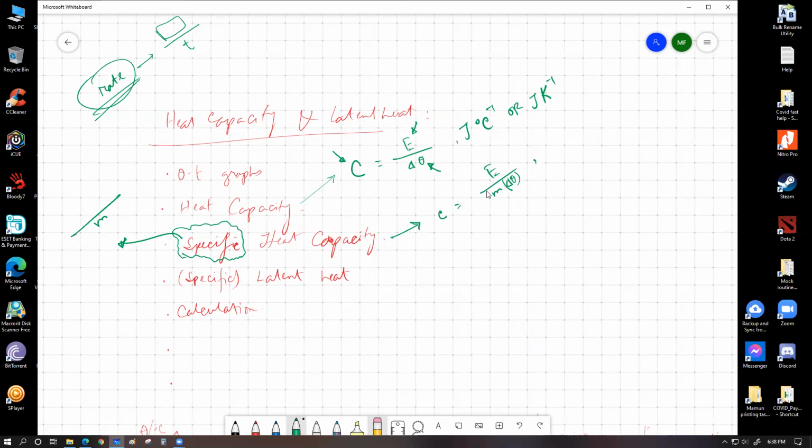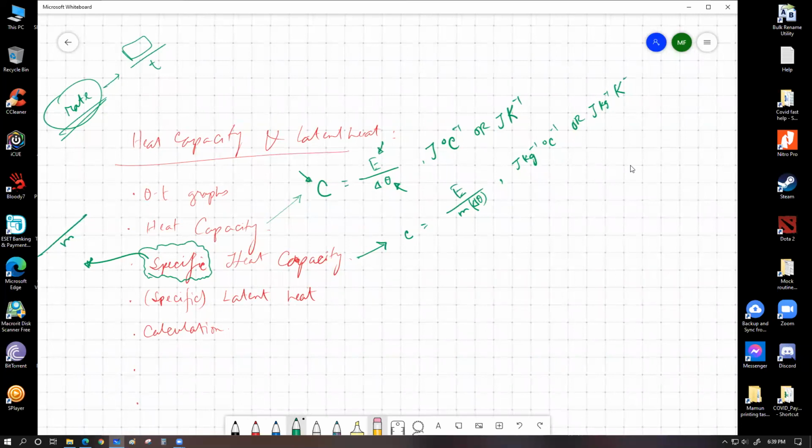The unit is given by, have a look, the energy unit is joule, mass is kg, and delta theta is degree Celsius or Kelvin. So the unit of specific heat capacity is joule per kg per degree Celsius, or joule per kg per Kelvin. One thing you should keep a very good eye on is that while writing the symbol for kg, that k is a small k, because it is the symbol for kilo. Kilo comes with a small k, and the Kelvin comes with a capital K.